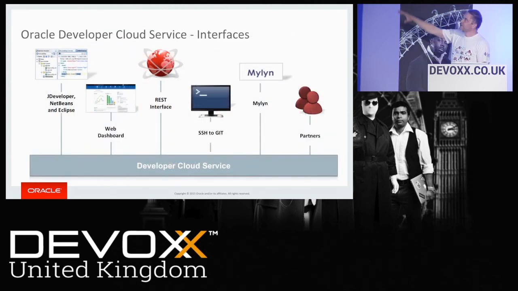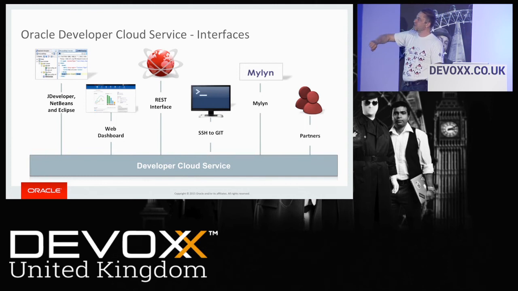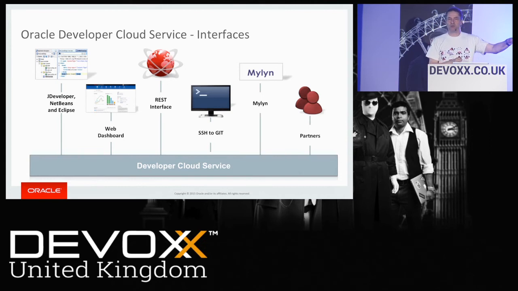There are a number of different interfaces that you can use for the developer cloud service. So you can use your favorite IDE, you can use JDeveloper, you can use NetBeans, you can use Eclipse. There are dashboards that you can access through the web. You've got the ability to do RESTful interfaces, so if you want to actually control things, you can do that through a RESTful interface. You can even do SSH into the Git. There's Mylyn for Eclipse task management type of things, and the ability to integrate partners into this as well.